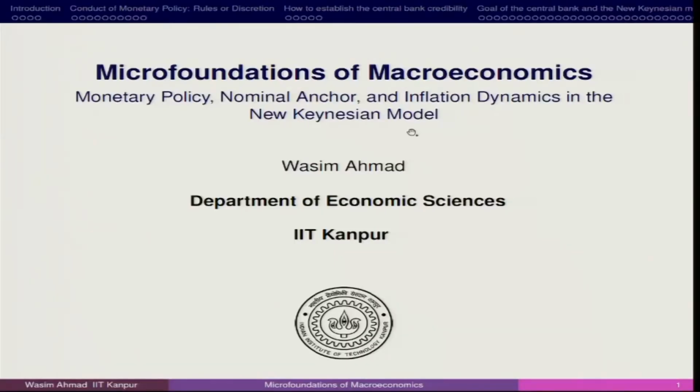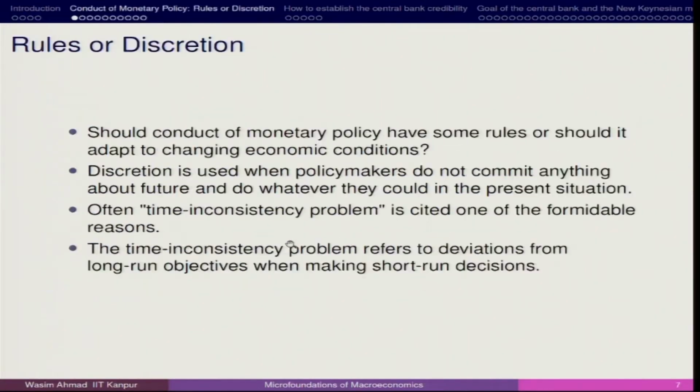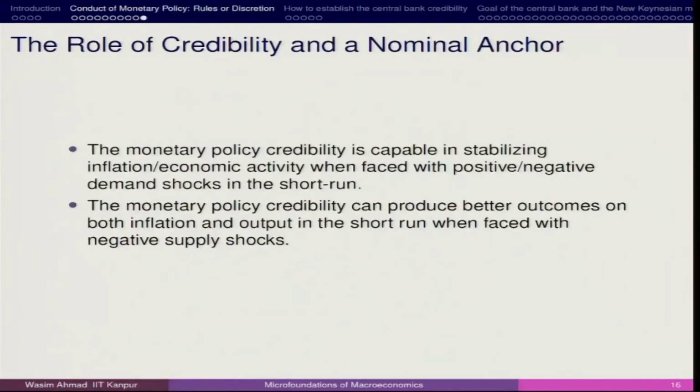We will be focusing on the new Keynesian school of economic thought now, and for this particular lecture the major reference will be the Williamson, the Macroeconomics 6th edition Pearson, and these two documents, the BIS and the Unconventional Monetary Policy. So, we were talking about the inflation.